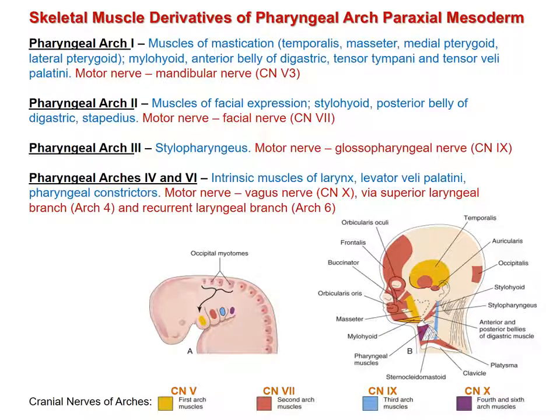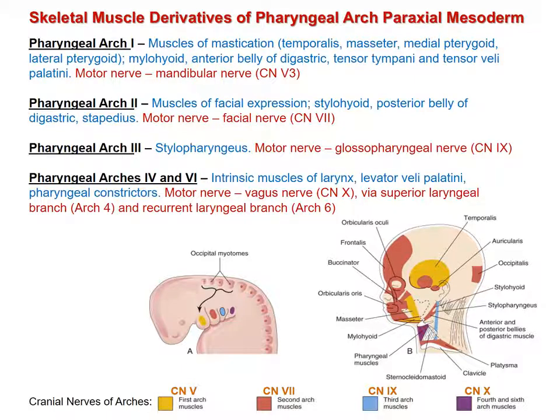The mesoderm of arch 2 gives rise to the muscles of facial expression, of which there are many. They are not listed, however, on this slide. You'll learn those in lecture and in your dissections. The mesoderm of this arch gives rise also to the stylohyoid, posterior belly of digastric, and the stapedius muscles. The cranial nerve of this arch is the facial nerve, or cranial nerve 7.